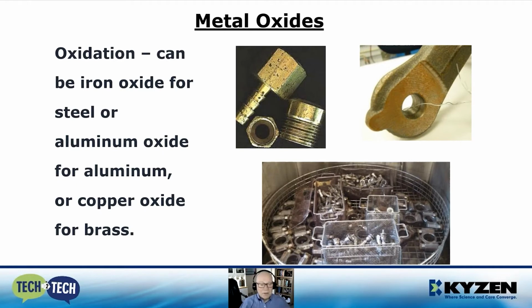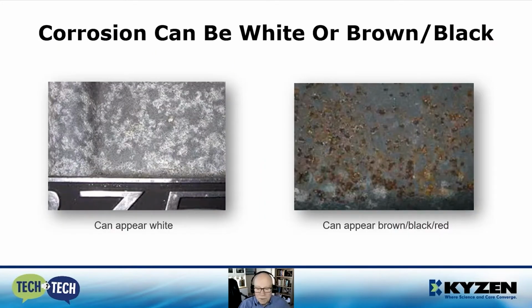Metal oxide, general corrosion can occur in a variety of different metals. The top left is brass parts, and they've been subject to pitting corrosion. The top right is a cast steel part. Again, oxidation of the basic metal components of the metal part. Corrosion can appear a variety of different ways, even on the same part. Steel, for example, can appear brown, black, red, can even appear white. What you see on the left is an aluminum part that's corroded.